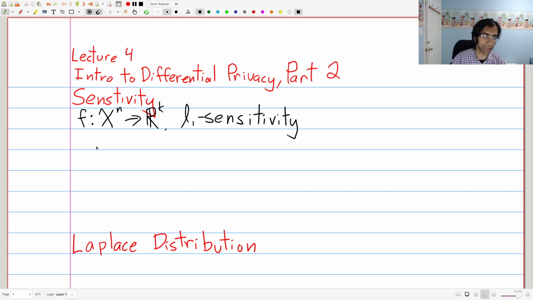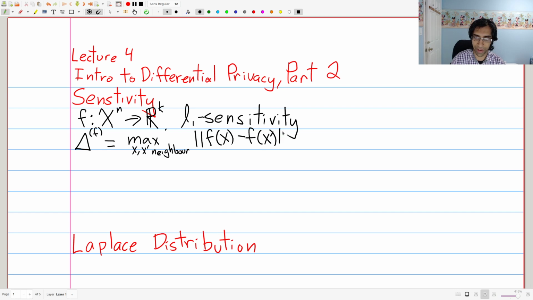of the function f is defined as follows. And we're going to generally use the symbol delta to represent this. It's going to be equal to the max over all neighboring data sets of the following quantity: the difference between f of x and f of x prime, and then you take the L1 norm. Okay, this is the L1 sensitivity. You essentially take the max over all neighboring data sets, and recall that neighboring data sets are those which differ in exactly one entry, and you compute the function value on these two neighboring data sets, you take their difference, and you take the L1 norm. This is the L1 sensitivity.